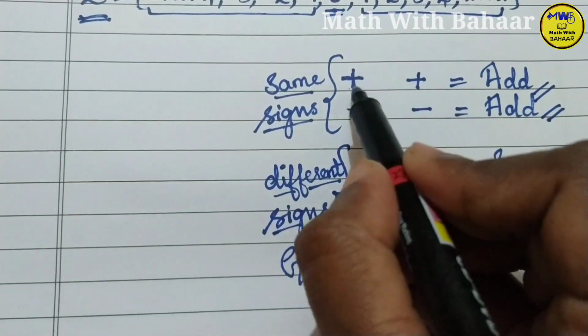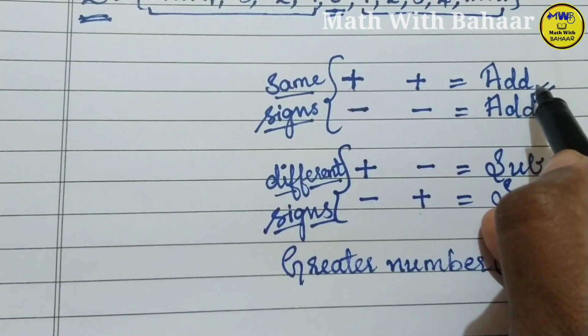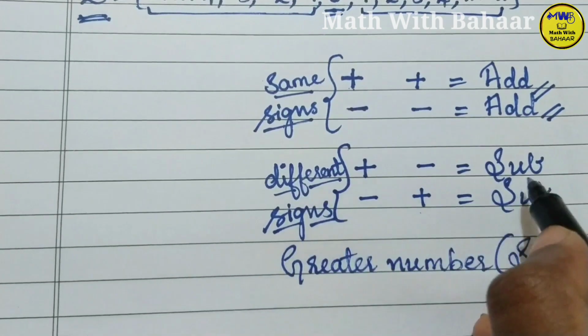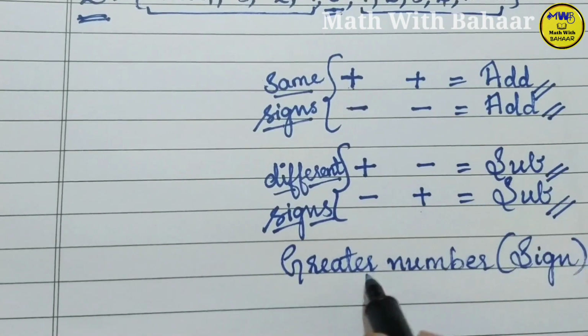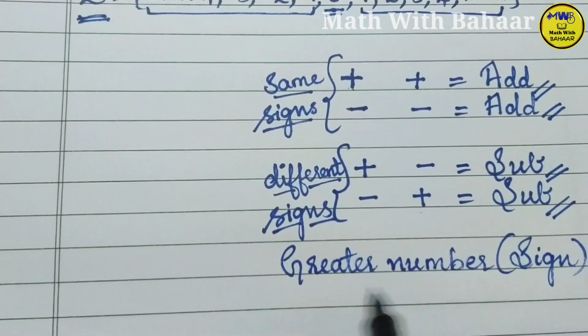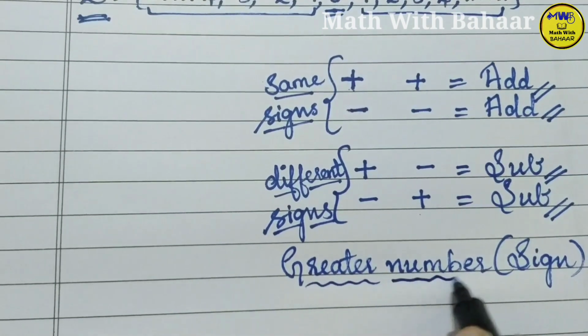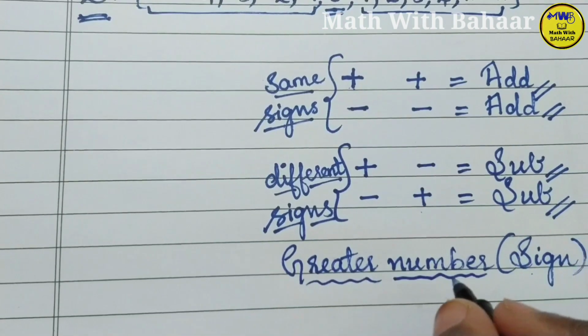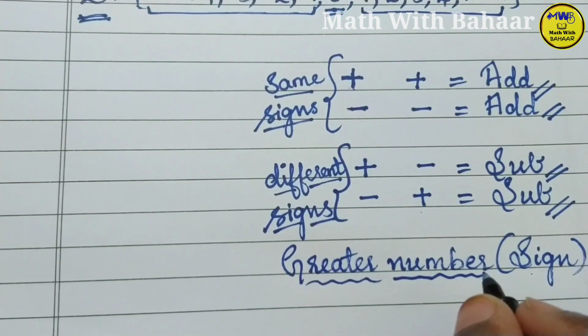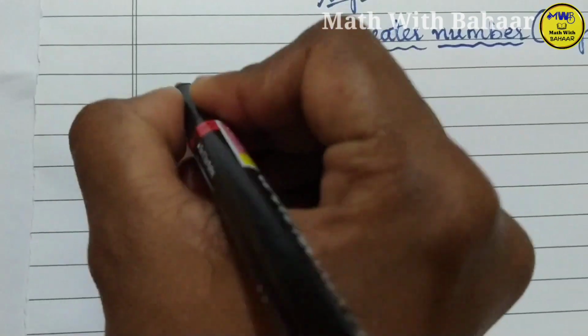So same signs, you have to add the integers. Different signs, you have to subtract the integers. But the sign that you are going to put in the result, that is in the answer, will be the greater number's sign. This one I'll explain along with the problems. Let's move on to the problems now.